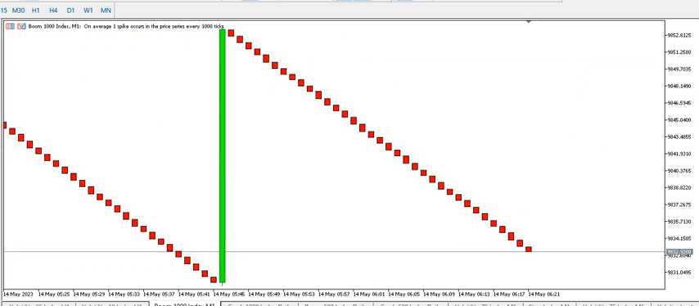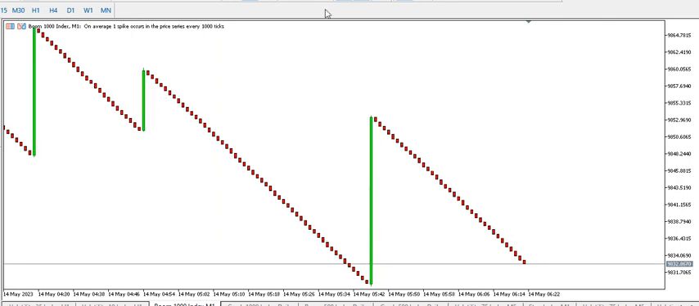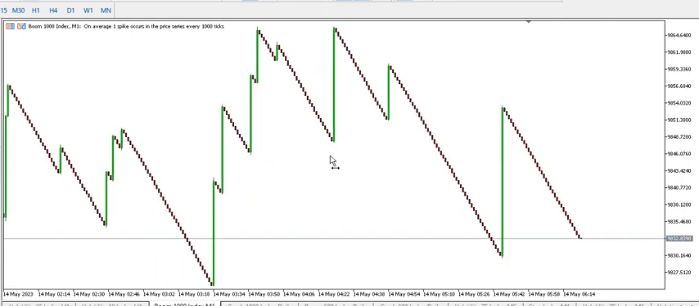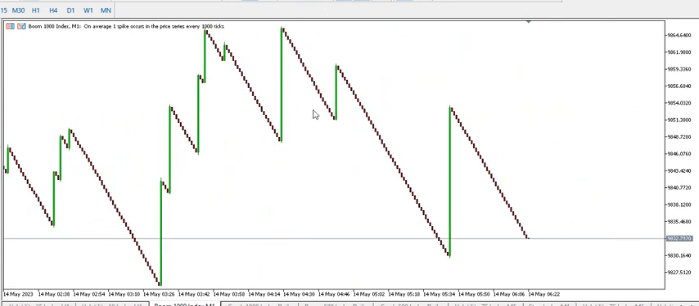Let's look at the 1 minute time frame. You can see that the bears are in charge on the 1 minute time frame. Though we have a range, the bears are more in charge. We spike up, but the bears are always trying to push price lower. So that's that for boom 1000 index.